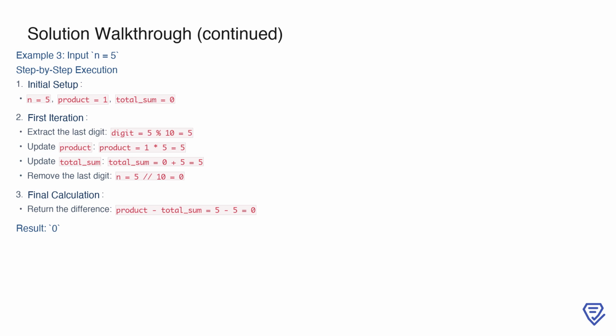Now consider a simpler case where n equals 5. With the initial setup of a product of 1 and a total sum of 0, we perform a single iteration. The last digit is 5, so we update the product to 1*5 equals 5 and the total sum to 0 plus 5 equals 5. Removing the digit reduces n to 0, and the loop ends. Finally, we calculate the difference between the product and the sum, which is 5 minus 5 equals 0. Hence, the result for this example is 0.